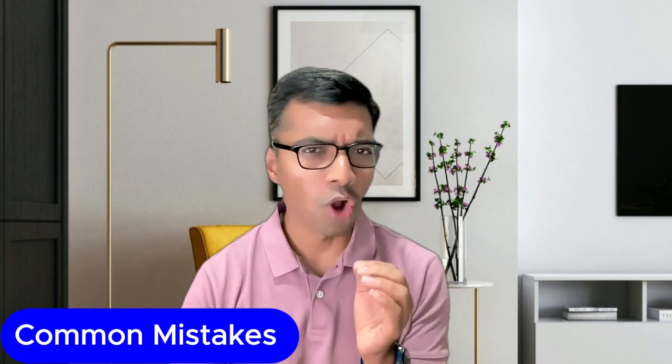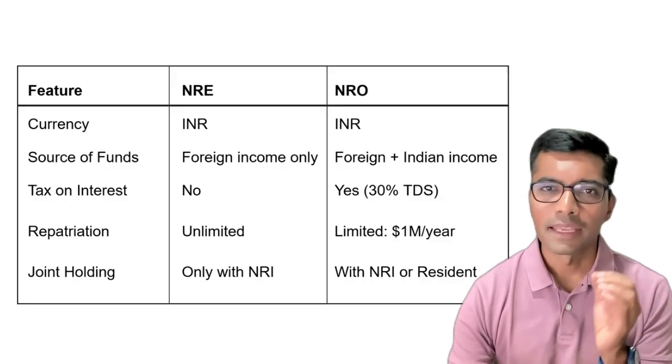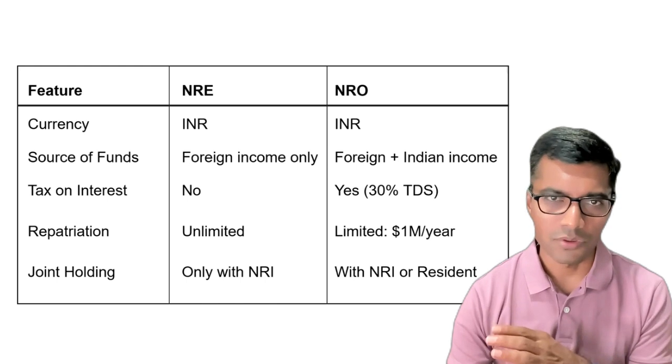Now let's talk about some common mistakes that people make. The interest earned is taxable and the TDS is deducted at source. There is also a limitation on the amount of money that you can repatriate, which is 1 million US dollars per year. Here is a quick comparison of NRE and NRO accounts.